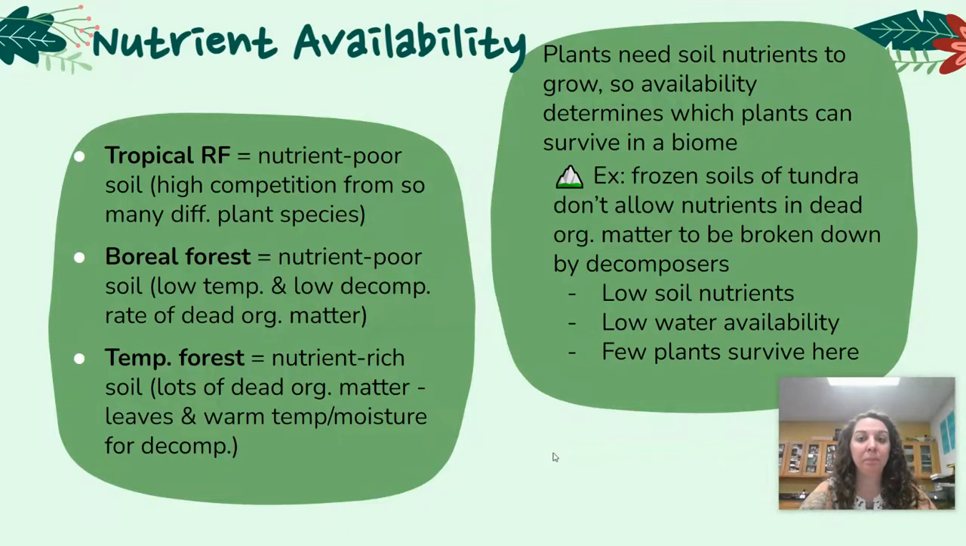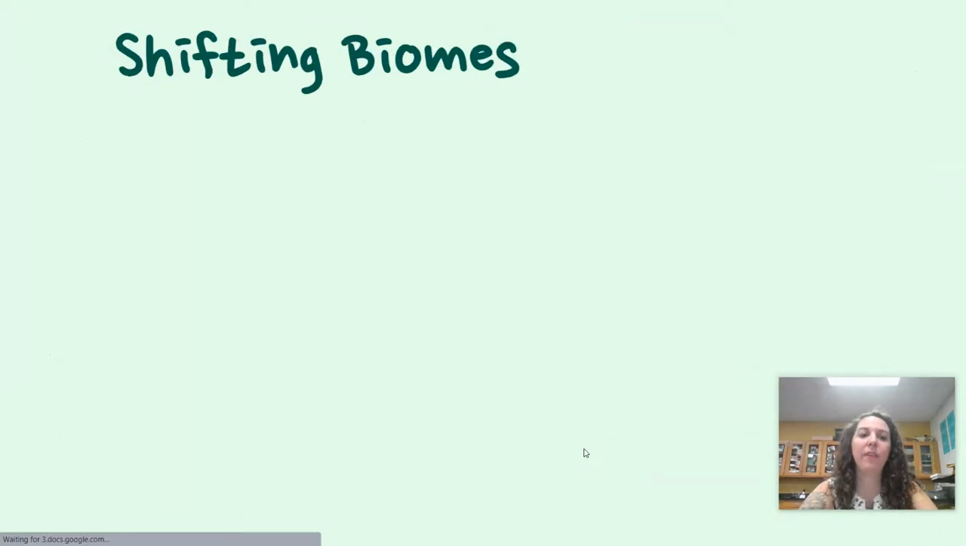And understand, guys, when we talk about these plants, the plants are going to determine what animals are going to live there. So if we don't have a ton of plants, like in the tundra and in the boreal forest, we're not going to see as wide of a variety of animals.